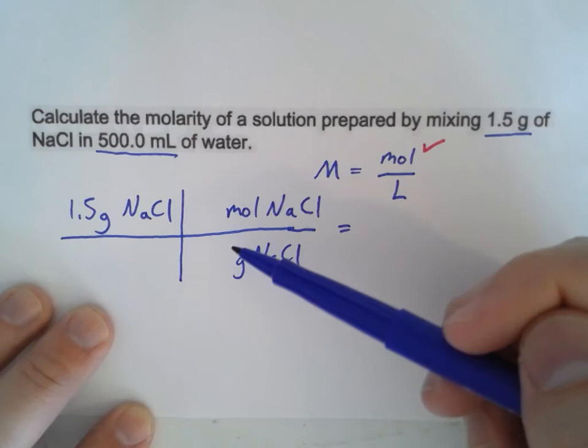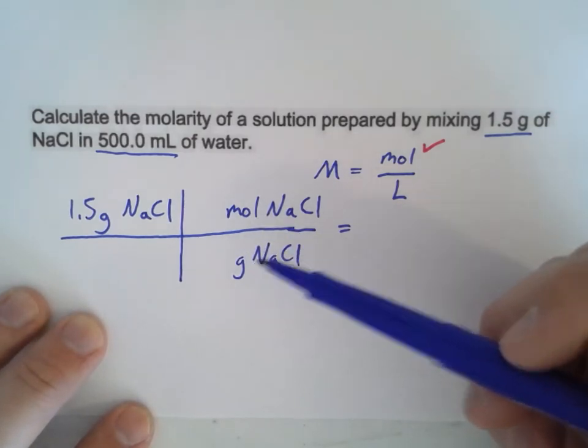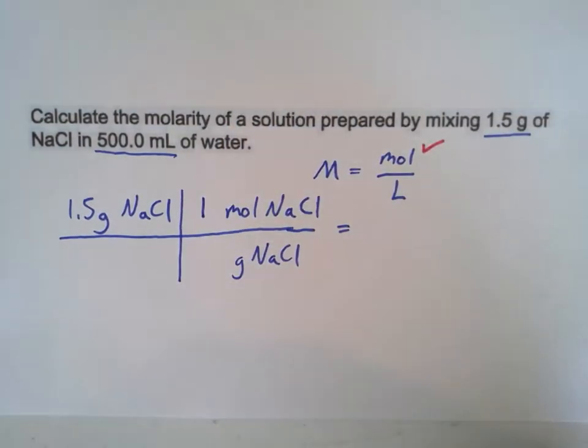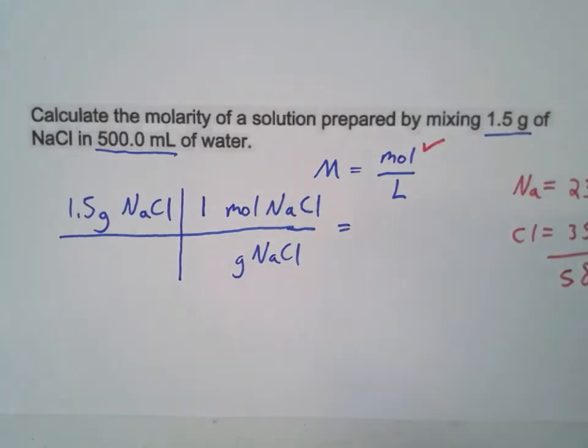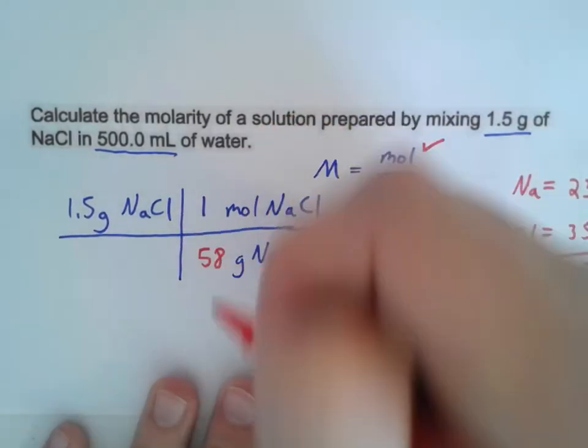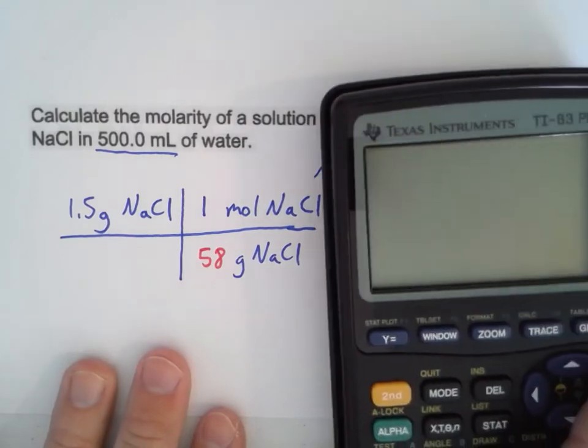For this conversion factor, we just need to know how many grams are in 1 mole of NaCl. So we'll put a 1 up here, and if we look at our periodic table, you would see that sodium's molar mass is around 23, and chlorine's molar mass is around 35. So we'll have 58. We'll plug in 58 down here in our denominator, and then we'll do a quick calculation here.